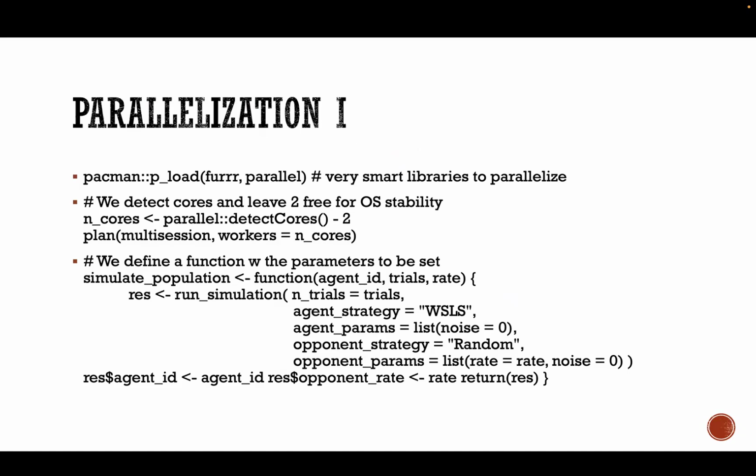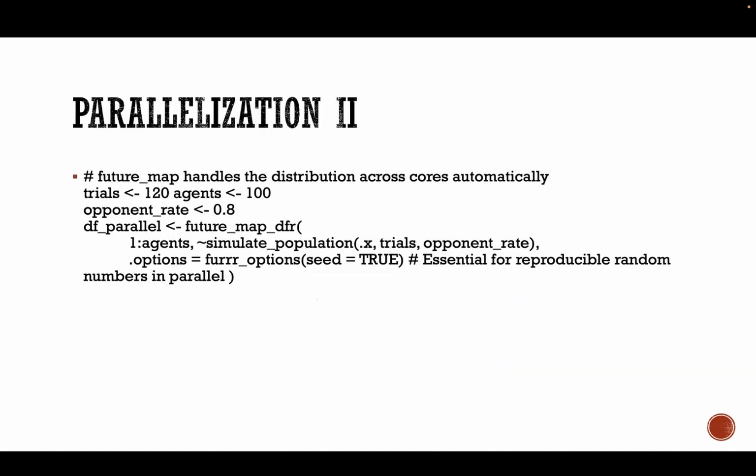And then the agent ID is simply the number of the agent ID, and the opponent rate in these results is that parameter. So I'm saving all the parameters. I'll fix the slide and put things in the right order. And then we say that we want 120 trials, 100 agents, an opponent rate of 0.8 or whatever.